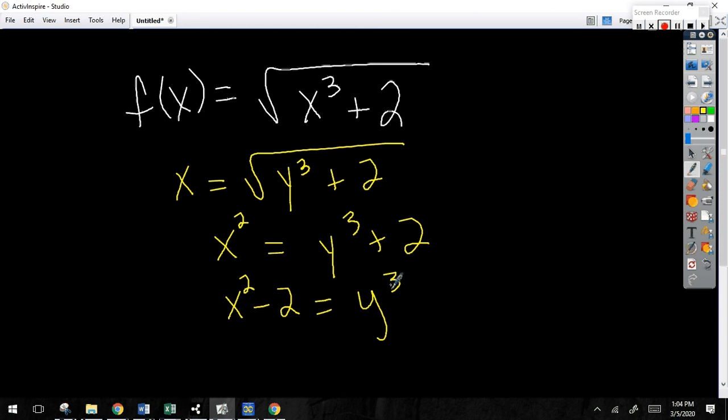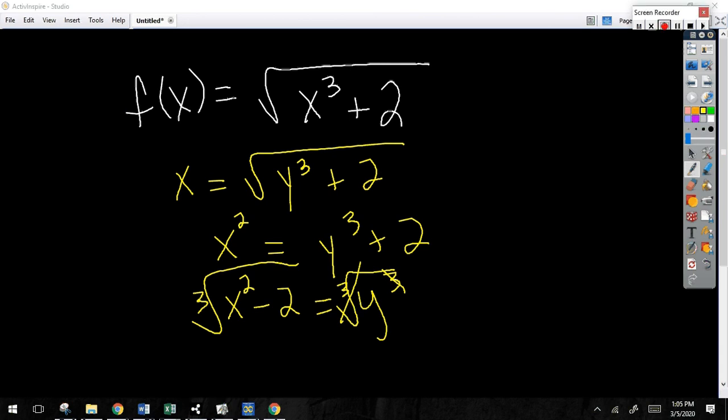How do I get rid of a power of 3? Third root. That's exactly right. This cancels out this. Make sure you do the whole side. Make sure you're going opposite order of operations as you solve here.